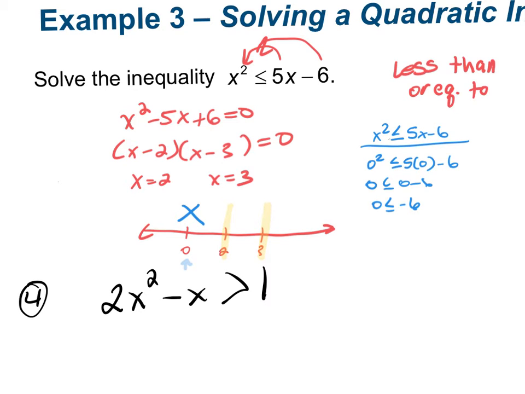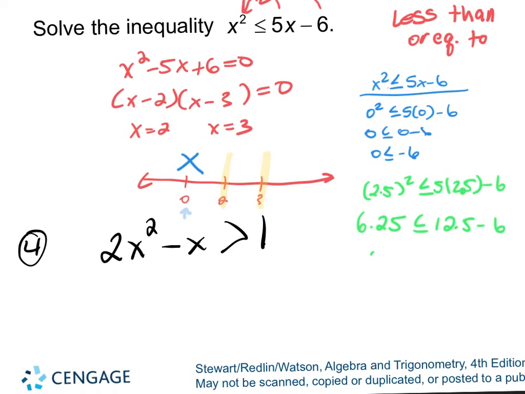Now let's pick a number between 2 and 3. It's not going to be pretty. So let's pick a number between 2 and 3. Let's say 2.5. All right, so if I have 2.5 squared less than or equal to 5 times 2.5 minus 6. All right, 2.5 squared, for those of you that don't know, is 6.25. I'm just going to do it for you. 5 times 2.5, what's 25 times 5? Anybody? Yep, so it's 12.5, good. Minus 6. So this works out to be 6.25 is less than or equal to 6.5.